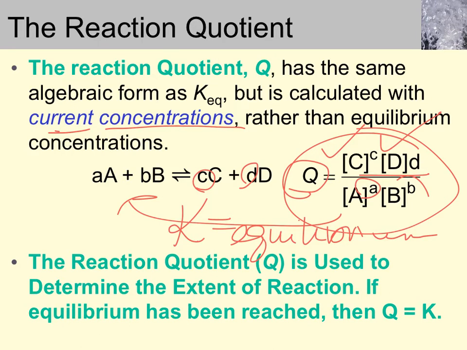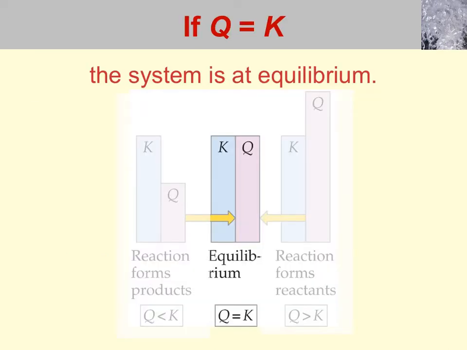So the whole purpose of Q is to tell us whether or not we have in fact reached equilibrium, and if not, in which direction the reaction must go, left or right, that is towards reactants or products, in order to reach equilibrium. So let's take each of the scenarios one at a time. If Q equals K, clearly the system is at equilibrium. If the number you calculate for Q is identical to the established number for K, you are at equilibrium.